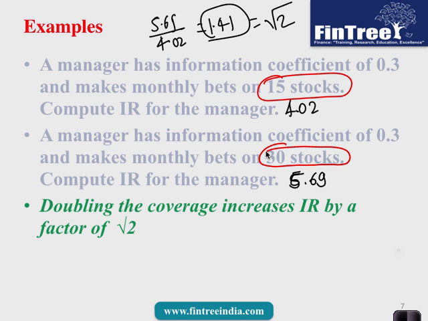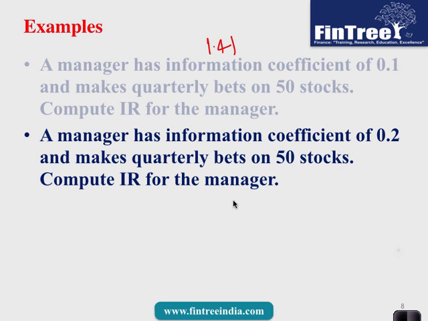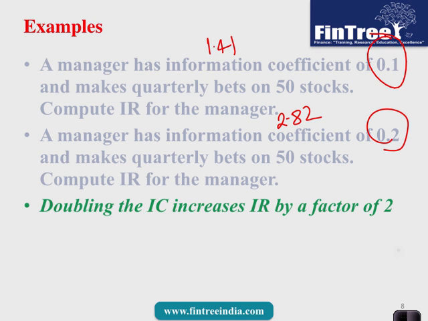Is it fine? 0.1 into 50 into 4, 1.41. Yes, how much? 2.82. In this case, since information coefficient has doubled, the ratio is going to increase by a factor of 2. Are we good to go ahead?